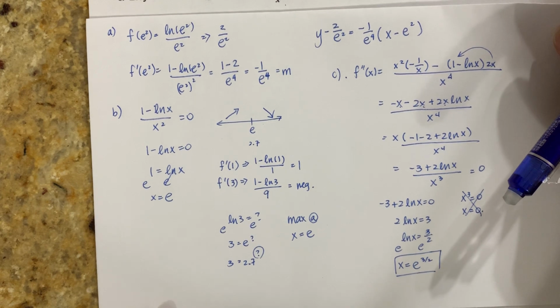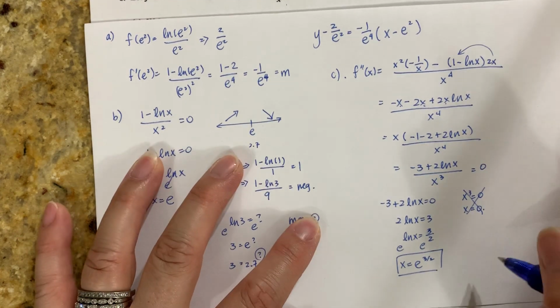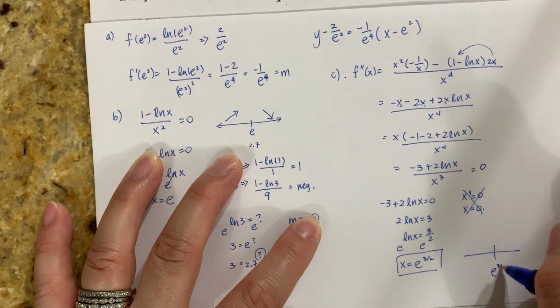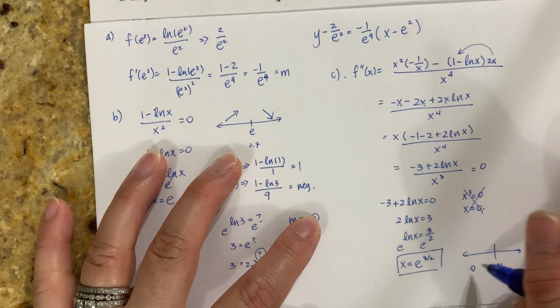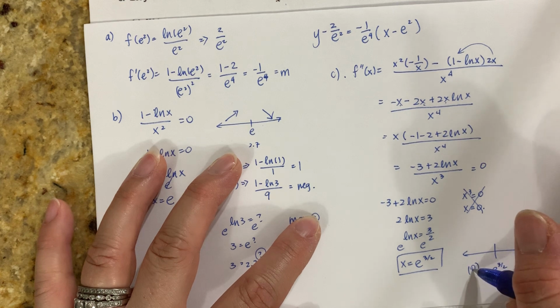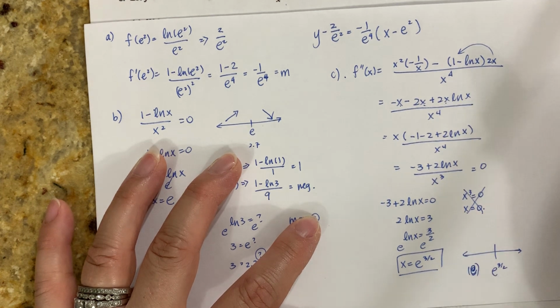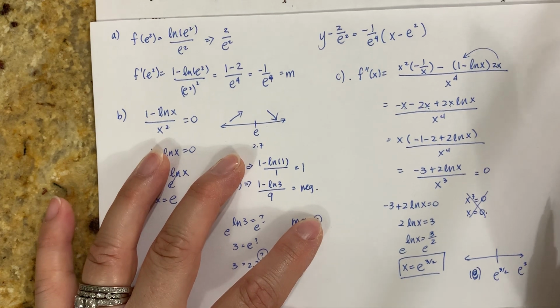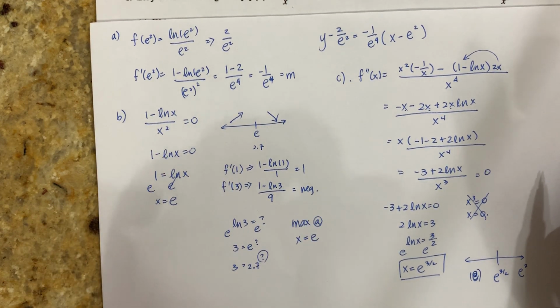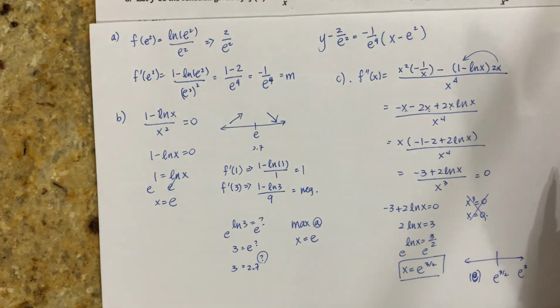But if it does want you to justify, you want to do a number line again, and e to 3 halves and test. E to 3 halves, I'd probably test 0 just so it's a little bit easier, or even just e, right? E is definitely smaller than that. And test e squared because e squared is bigger than that. And I think because of the natural log, e makes it a little bit easier to test.